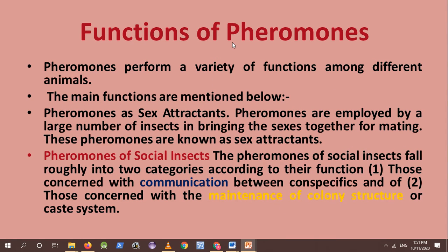Now functions of pheromones. Pheromones perform a variety of functions in different animals. They act as sex attractants, in insects and also in higher animals, bringing the sexes together for mating. Therefore they are also called sex attractants. The pheromones of social insects are utilized for communication between conspecifics, and they are also very essential for the maintenance of the colony structure or caste system.